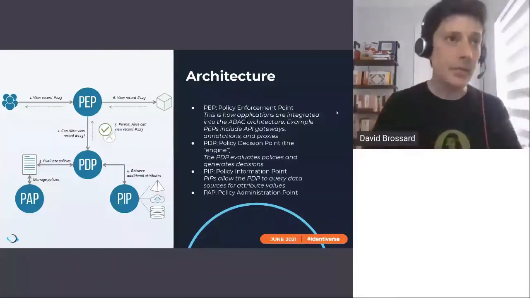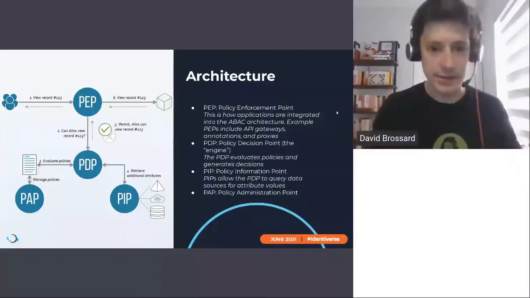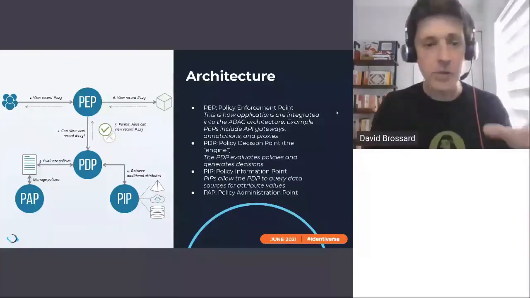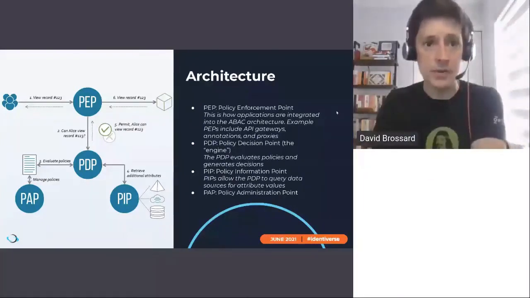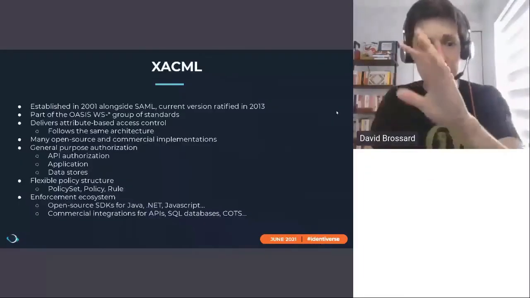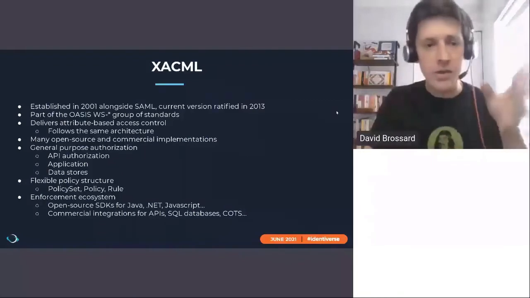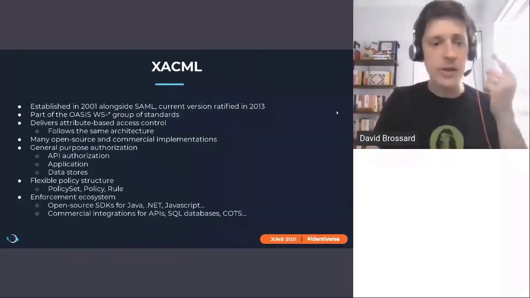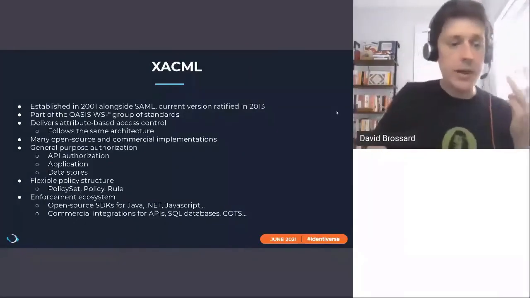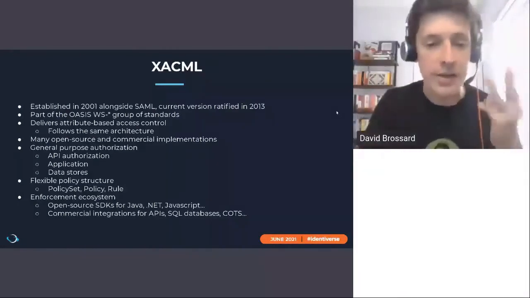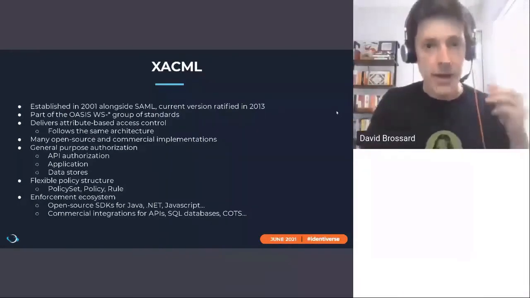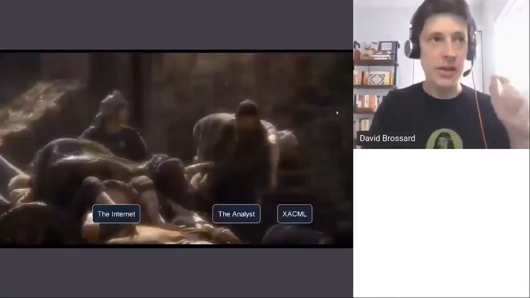It could be a handler, many different things. Then you have the administration point for policy authoring, and you have the information point for gathering additional attributes. So XACML, established in 2001, as you saw, defines the policy language, defines an architecture, and provides a set of ecosystems so that you can integrate with different languages, Java, .NET, APIs, and so on and so forth.